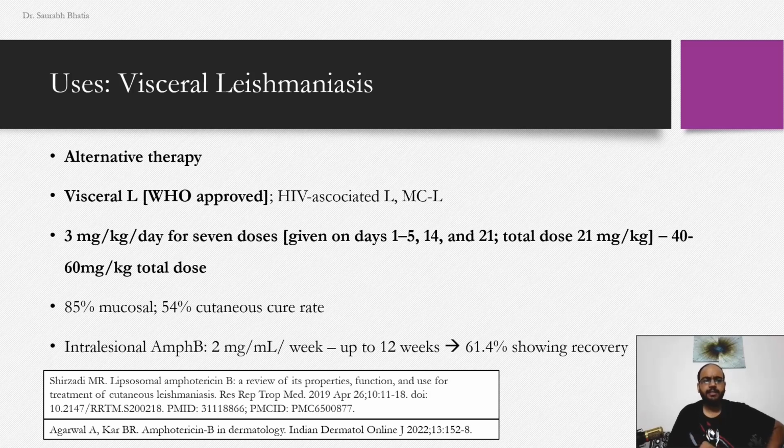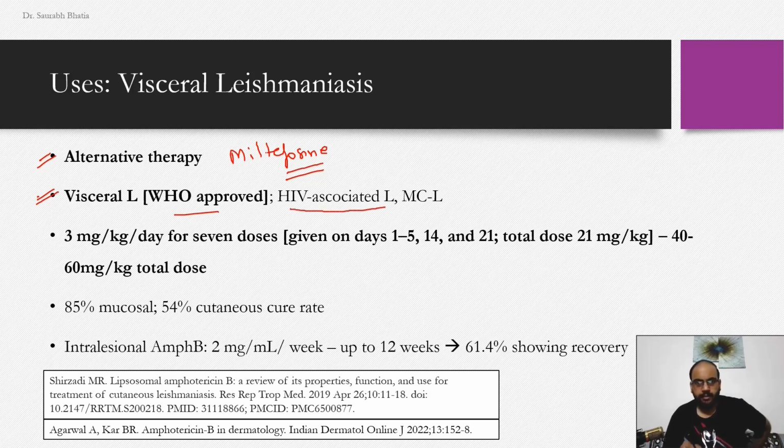In visceral leishmaniasis, it's an alternative therapy, and the better drug is miltefosine. If miltefosine is not working or not available, you may consider liposomal amphotericin B. The combination of liposomal amphotericin B and miltefosine is found to be superior to either agent alone. For visceral leishmaniasis, it has been WHO approved. Other uses are HIV-associated leishmaniasis and mucocutaneous leishmaniasis.